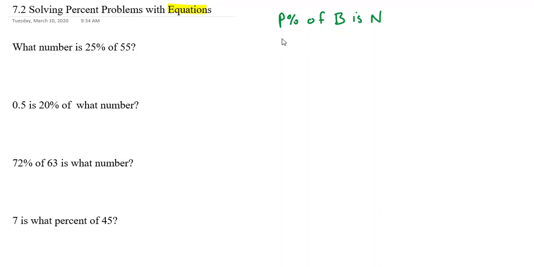So basically, the first thing to know is that the word of means times, and the word is means equals. So when we have a percent, we multiply it times the base, the total amount, and that gives us the percentage or the amount that is that percent.